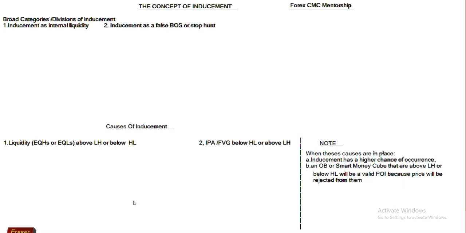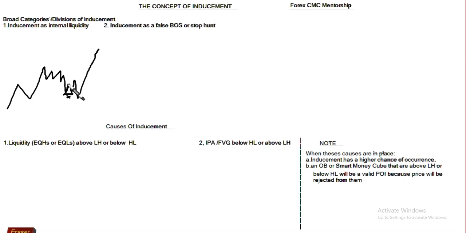Now, there are two broad categories of inducement I have noticed. First, there is inducement as internal liquidity. Let's assume this is a bullish market structure, and you start having other structure like this, maybe something like this. The market comes and clears this and moves in the direction of the trend. This is inducement because the liquidity here was taken.